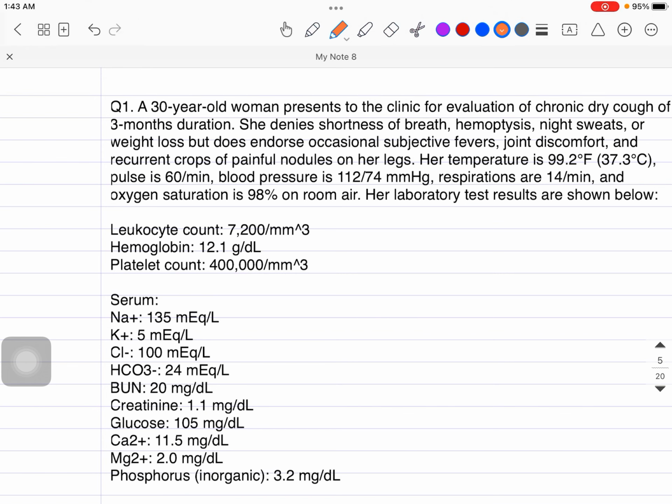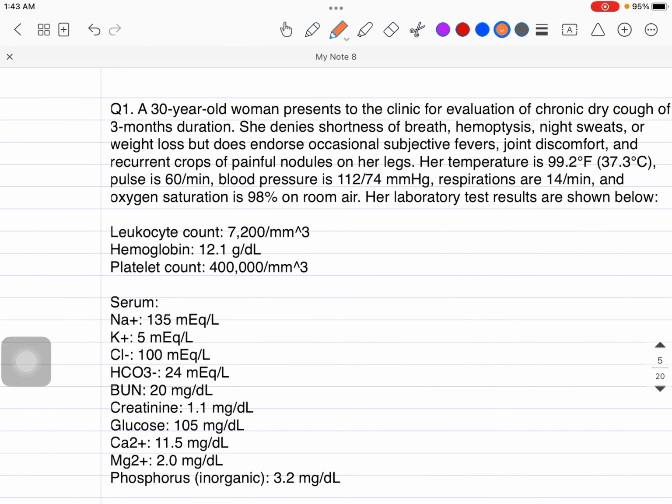Let's test our knowledge with MCQs also. The very first MCQ says there is a woman who presents to the clinic for evaluation of chronic dry cough, obviously a respiratory symptom, for 3 months. She denies any shortness of breath, hemoptysis, night sweats, or weight loss, but does endorse occasional subjective fever, joint discomfort, and recurrent crops of painful nodules over her legs. If you remember, on the legs I told you about reddish nodules, the erythematous nodules, erythema nodosum.